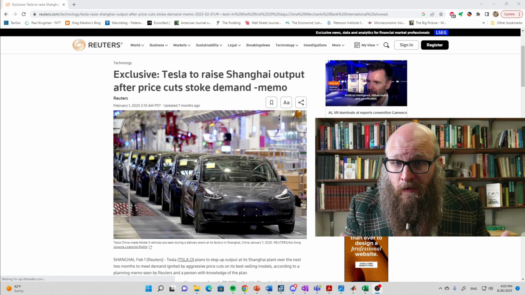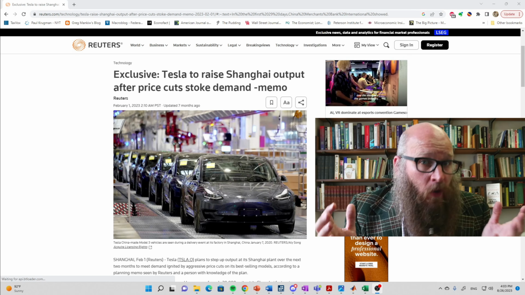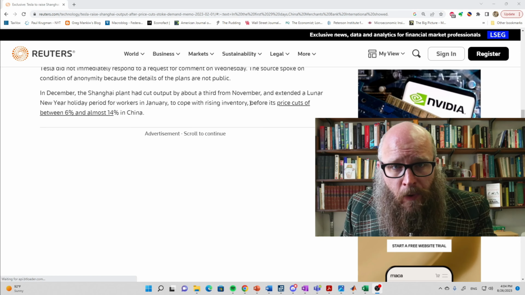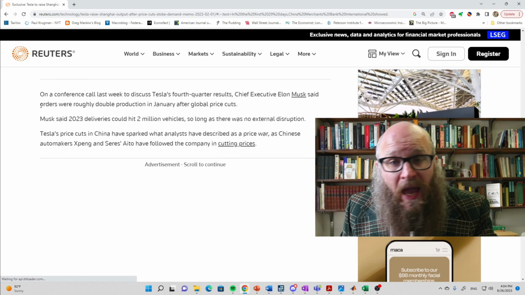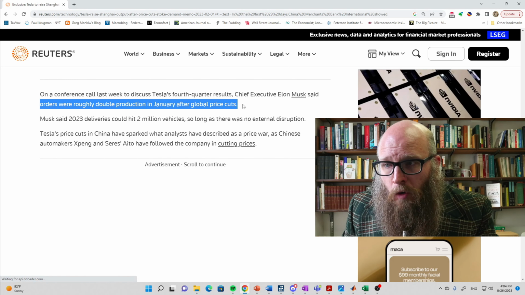A very clear example of this is when Tesla had a surplus of vehicles at their given price point. The only way for them to sell less is by lowering the price, which they did when they cut prices between 6 and 14%. And what was the result? Orders were roughly double production after global price cuts.